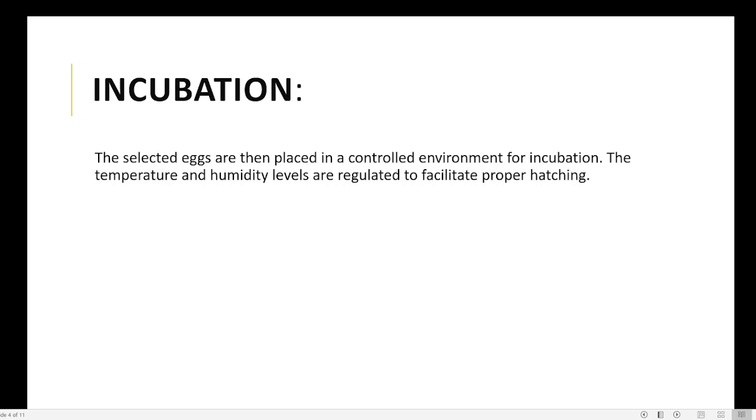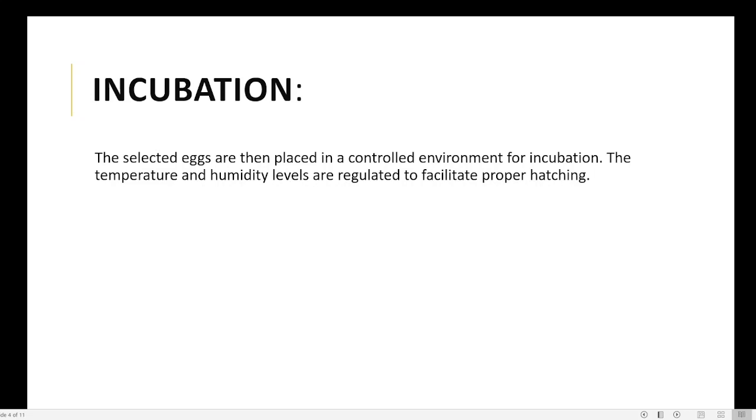Then incubation is the time taken by the silkworm egg to develop into a larva. That is known by the name incubation, and for that we have to provide the right temperature and humidity. We have to keep not too hot a temperature, and not too cold a temperature either. That is the important thing which we have to keep in mind while we are going for incubation.